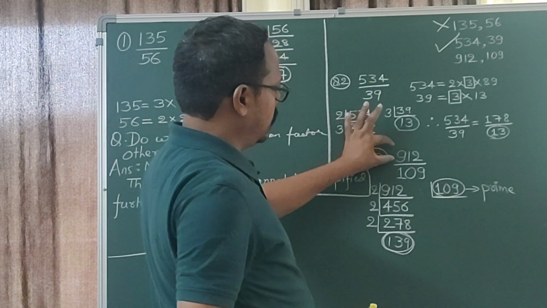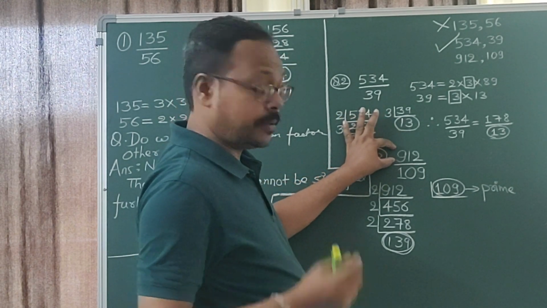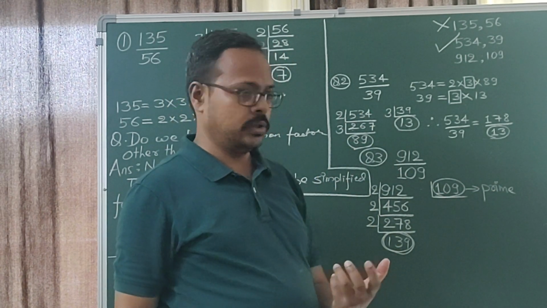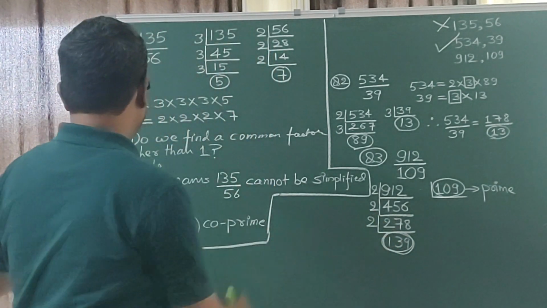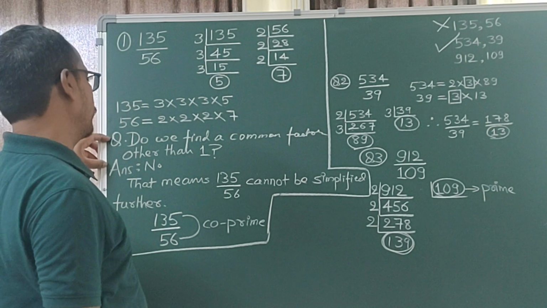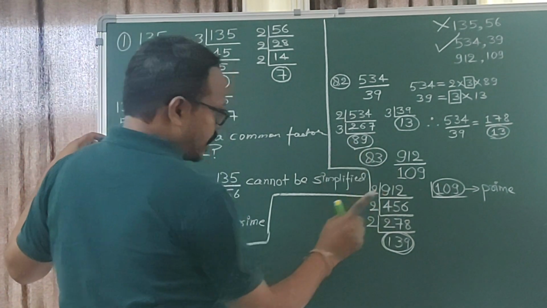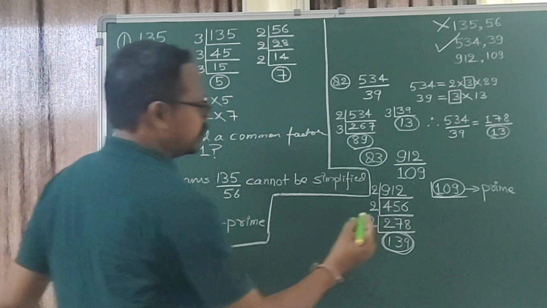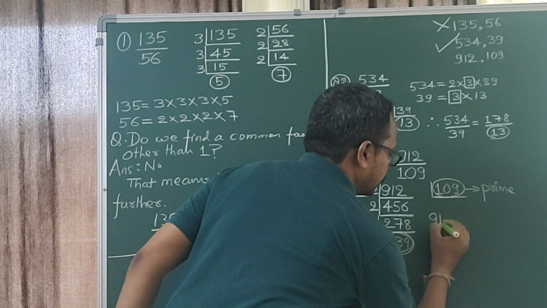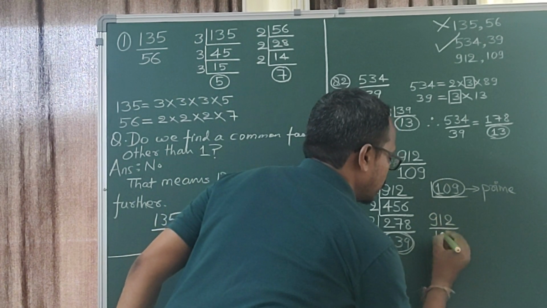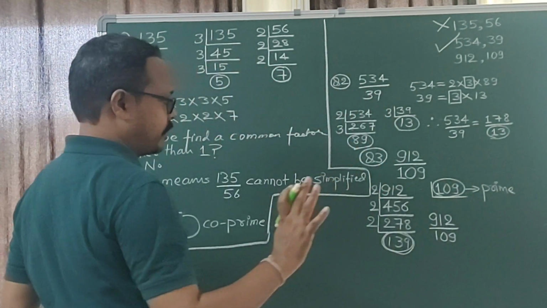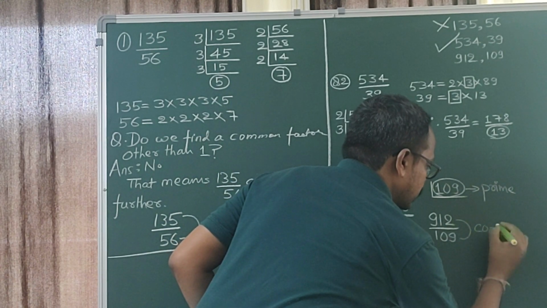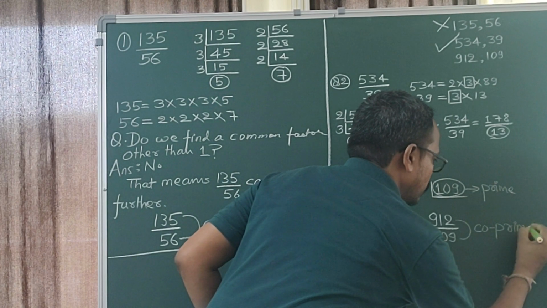So if someone asks you, between a composite number, this becomes a composite number, right? Between a composite number and a prime number, what are the common factors possible? The answer is 1 only. So if I ask you, do we have a common factor other than 1 between 912 and 109? The answer is no, right? So that means it cannot be simplified further. So 912 upon 109 will be as it is, right? It cannot be simplified further because both of them are co-prime. We call such numbers co-prime, okay? Co-prime.